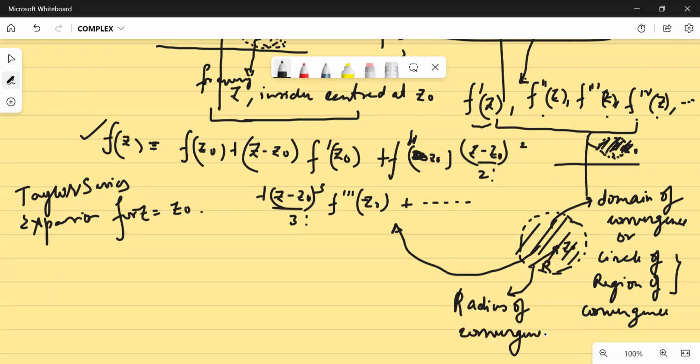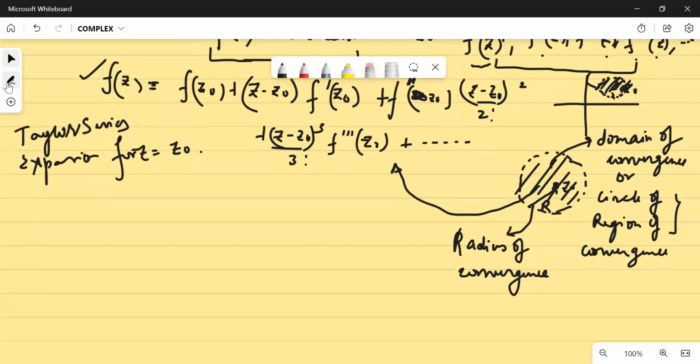So what did we say? That if at z equal to z naught my function is analytic, that means there would be some neighborhood where all your higher order derivatives exist, and you can write this function in a Taylor series expansion. Now the question arises as to what would be the dimension of the circle about z naught where you can write your function in such an infinite series. That particular circle is called your domain of convergence, and that particular radius is called the radius of convergence. Let us take a very simple example at first.